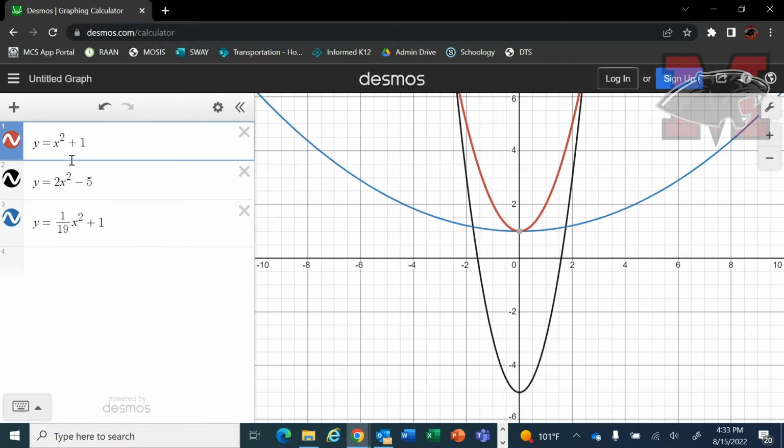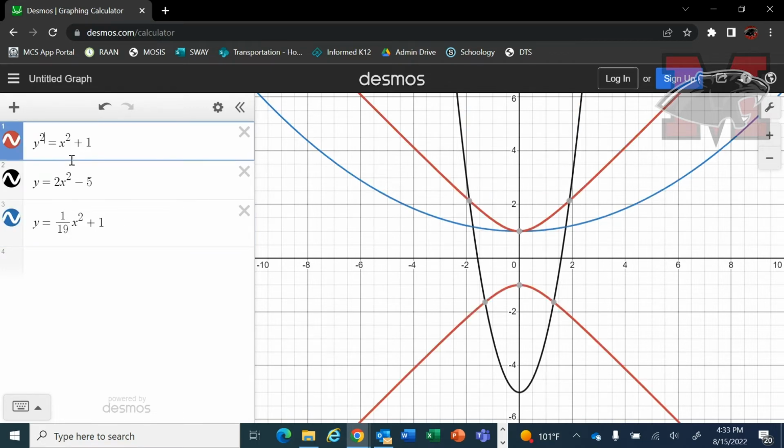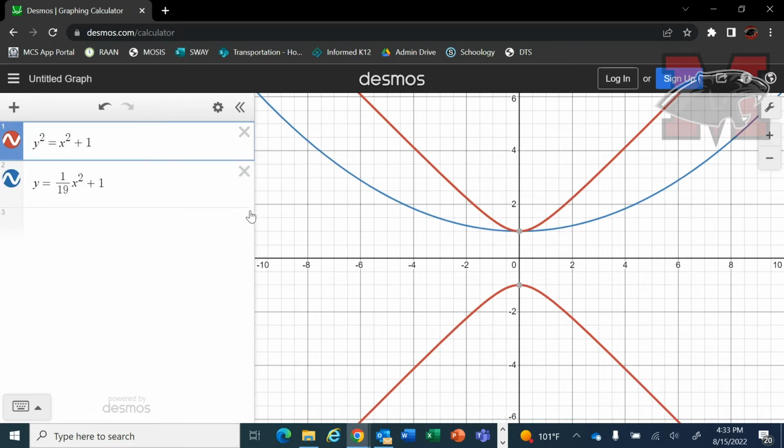All right. What happens if we put a caret on the y and put y squared? Ooh, what just happened there? Oh my goodness. Oh, we got 2 of them. How'd that happen?